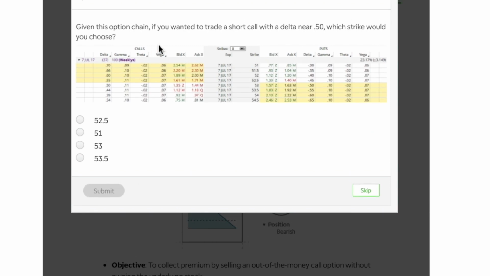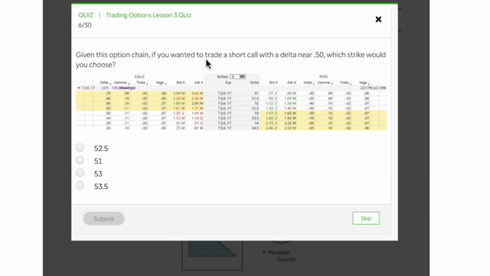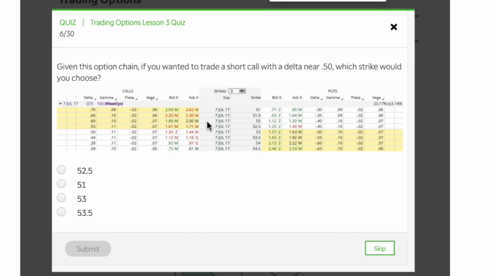Given this option chain, if you wanted to trade a short call with a delta near 50, what strike would you choose? Oh, why is it so small? Okay, delta, let's look at delta. 50 right here. Which strike would you choose? That's the 53. Pretty straightforward, delta 0.5, strike price 53.